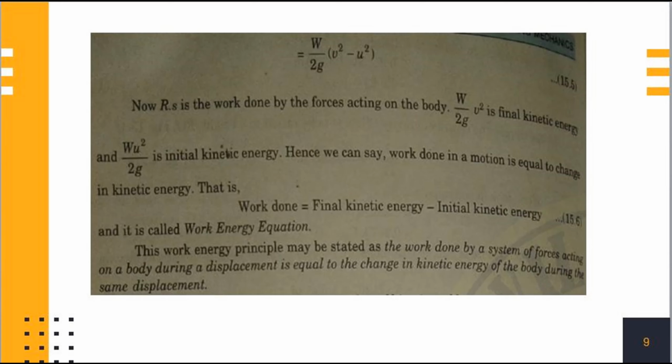Now, R into s is the work done by the forces acting on the body. W upon twice g into v square is the final kinetic energy, and W upon twice g into u square is the initial kinetic energy. Hence, we can say that work done in a motion is equal to change in kinetic energy. That is, work done is equal to final kinetic energy minus initial kinetic energy. It is called the work energy equation. This work energy principle may be stated as: work done by a system of forces acting on a body during a displacement is equal to the change in kinetic energy of the body during the same displacement.